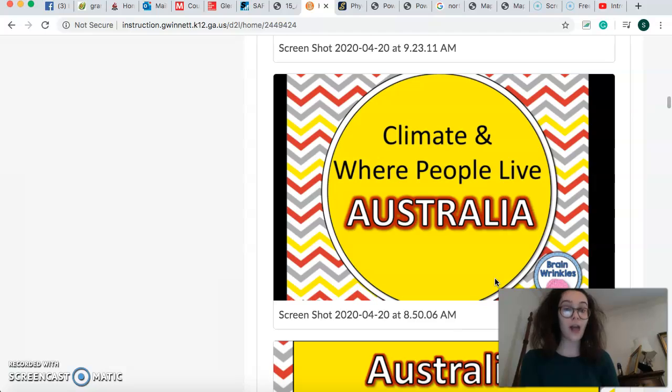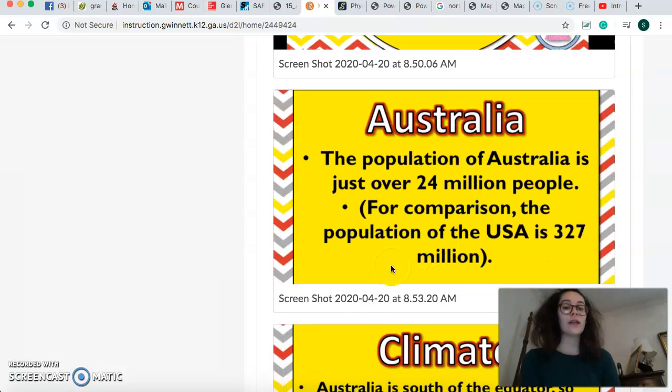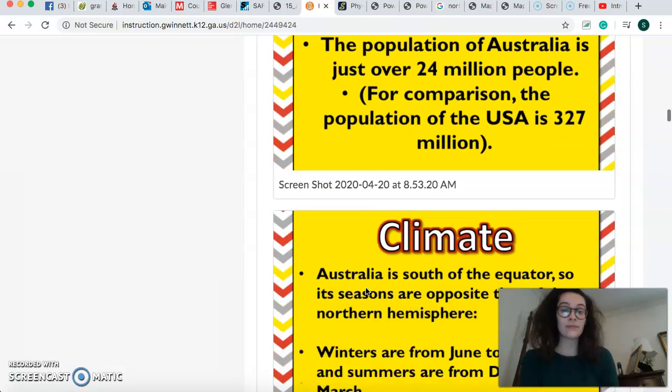Okay, so these are the slides. You just scroll down. Climate and where people live in Australia. So in Australia, there are 24 million people. That's not that many people because in the United States, there are 327 million people. So the amount of people that live in Australia is very small compared to the United States.